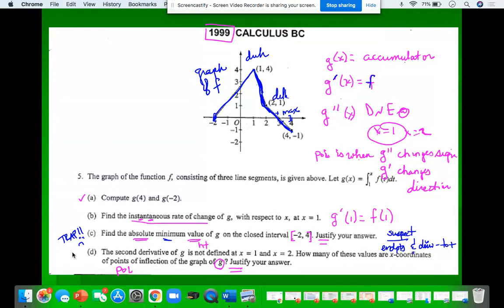Each one of these problems on the true AP exam is worth 9 points. Okay? And on these problems, you want to try to get 9 out of 9, because you're not going to get 9 out of 9 on them all.